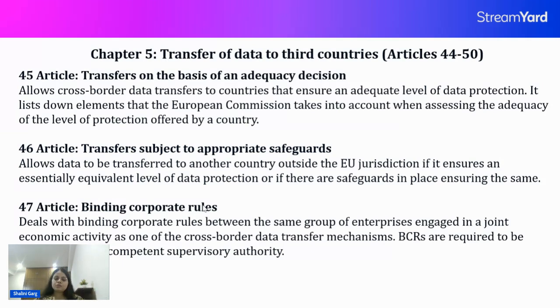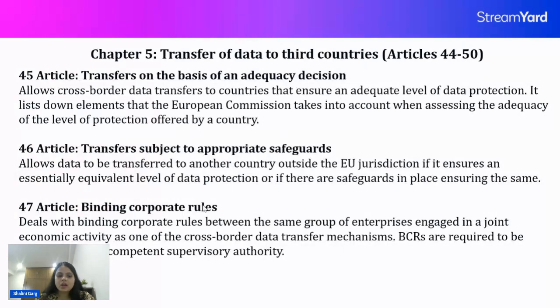It should also provide guarantees regarding the processing of special categories of personal data and restrictions on onward transfer. So for example, if I want to transfer from India to Australia to Spain, it shall also contain the provisions for onward transfer.